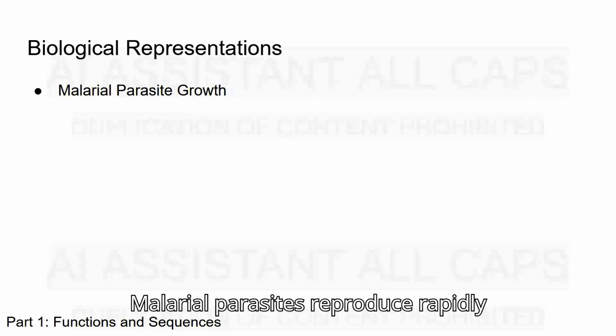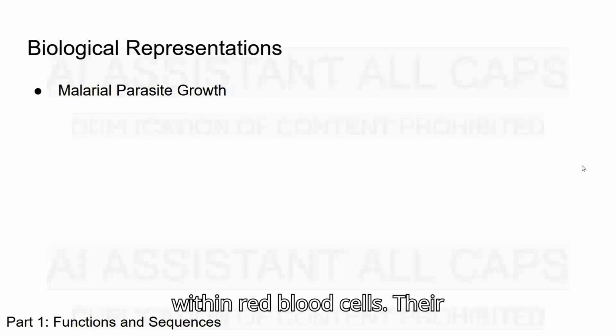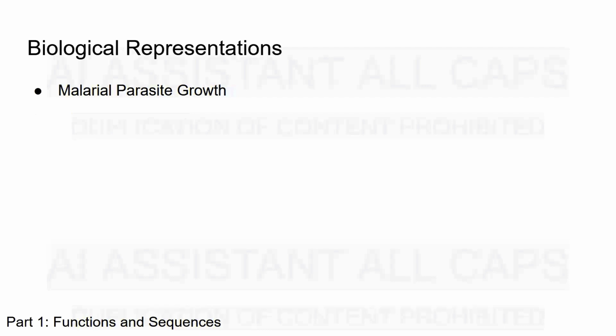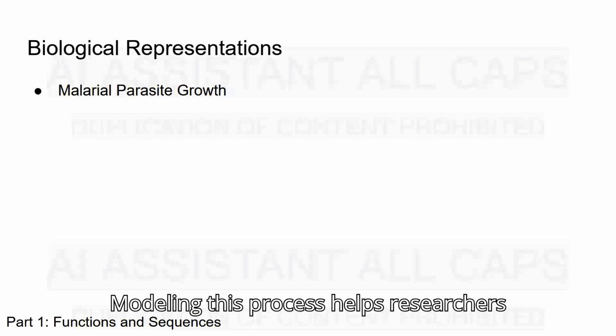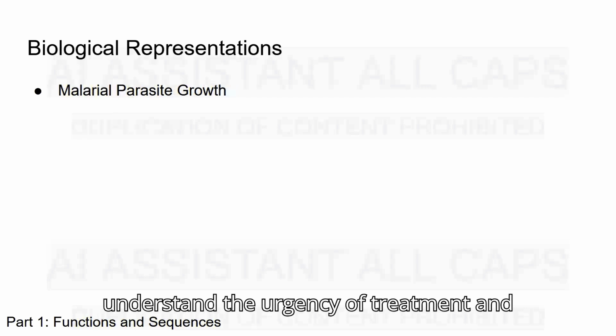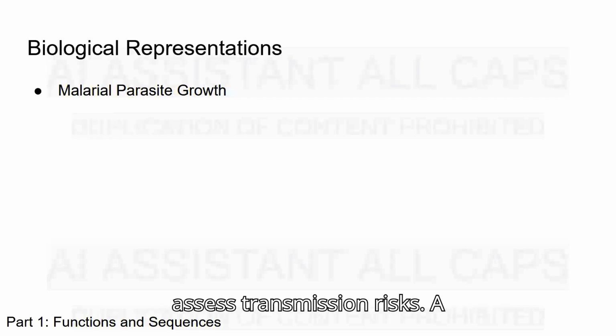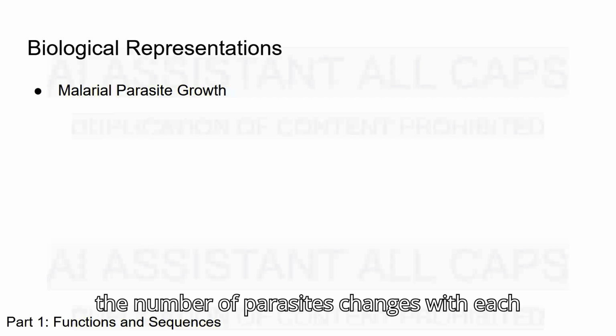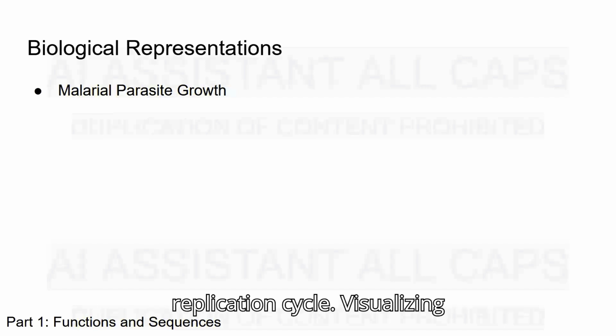Malarial parasites reproduce rapidly within red blood cells. Their population tends to increase exponentially during early infection. Modeling this process helps researchers understand the urgency of treatment and assess transmission risks. A simple exponential model can predict how the number of parasites changes with each replication cycle.